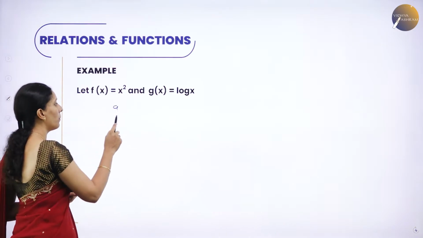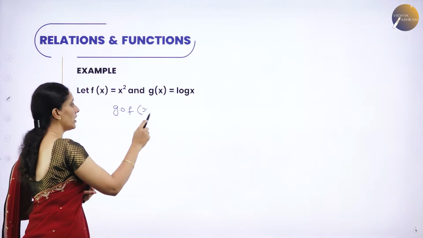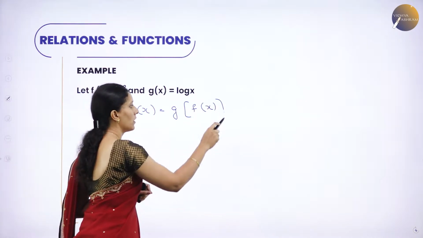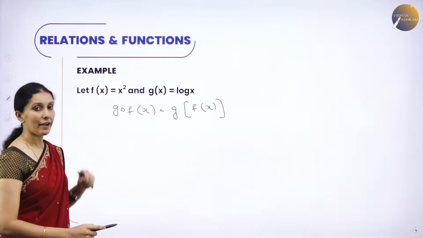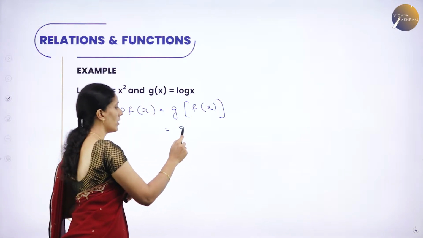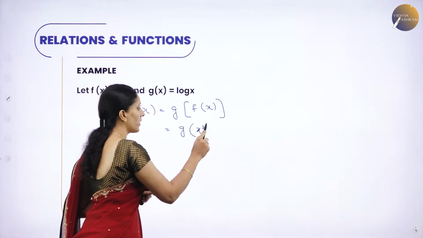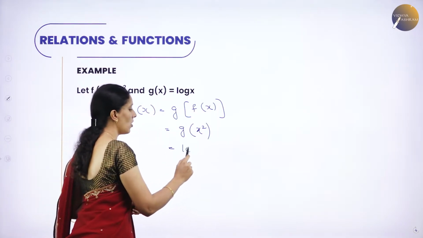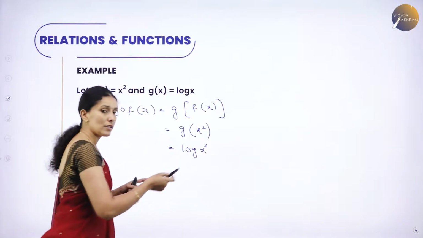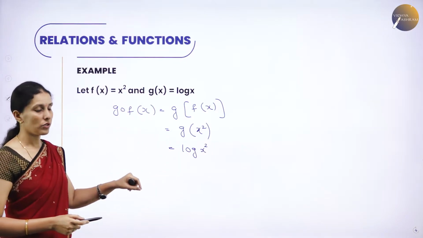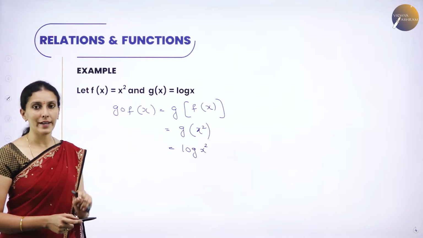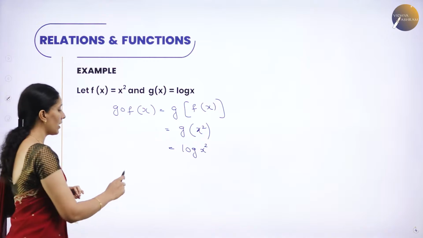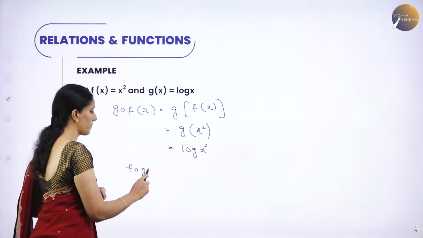How do we define the composition of g and f? So g naught f of x is nothing but g of f of x. How is the function f of x defined? F of x is nothing but x square. So here it becomes g of x square. G of x means log x. G of x square means it is log x square. So this is how we combine the two functions to get the value, which is called the composition of a function.